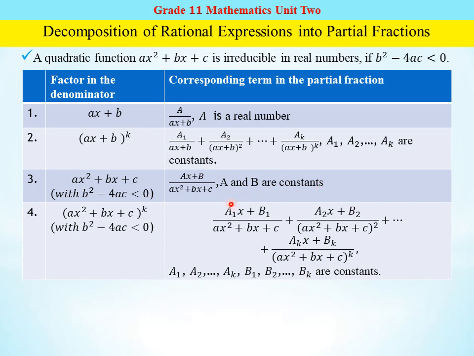አራተኛው ኬዝ ከሆነ which is x squared plus bx plus c the power of k ከሆነ ይችኛዋን ኤክስፕሬሽን እንጠቀማለን። that is a1x plus b1 over x squared plus bx plus c plus a2x plus b2 over x squared plus bx plus c the whole square up to akx plus bk over x squared plus bx plus c the power of k. Here a1 a2 up to ak and b1 b2 up to bk are constants.